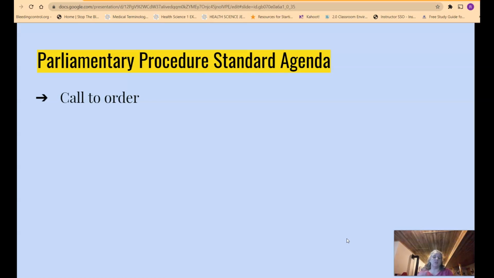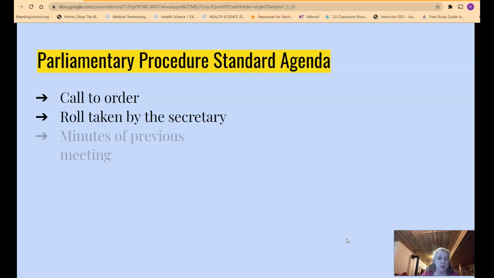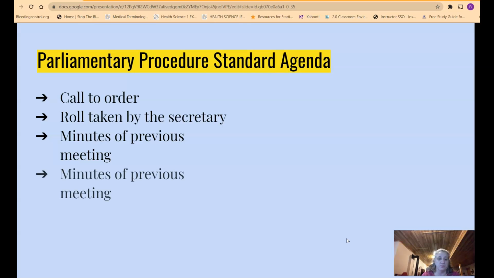We have a standard agenda for a parliamentary procedure. The first is the call to order, and that basically just starts the meeting. Next, the roll is taken by the secretary. So the secretary will write down who is attending the meeting. The minutes of the previous meeting will be given. So the secretary will talk about what was discussed in the previous meeting.